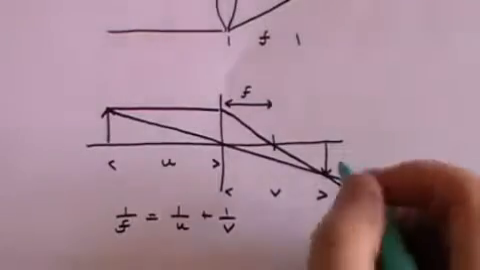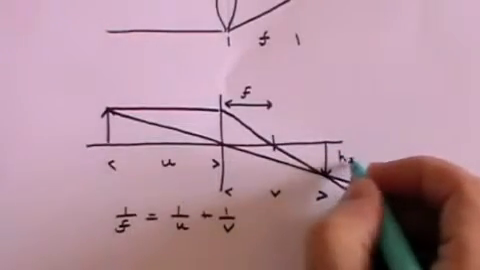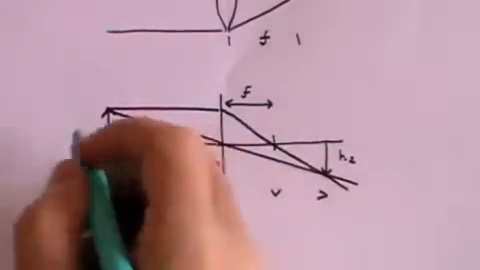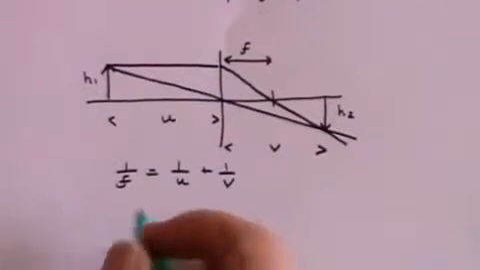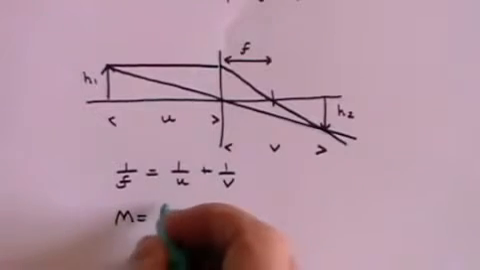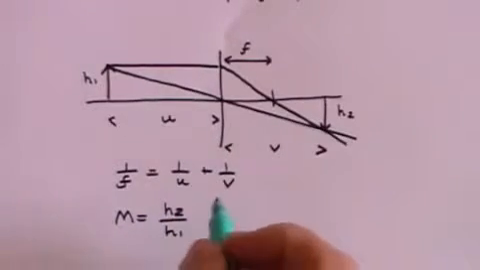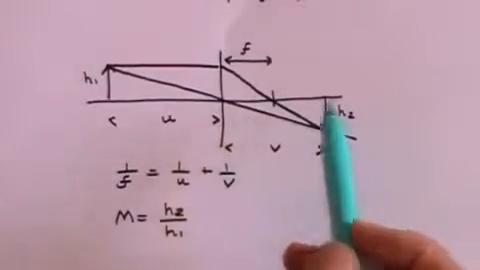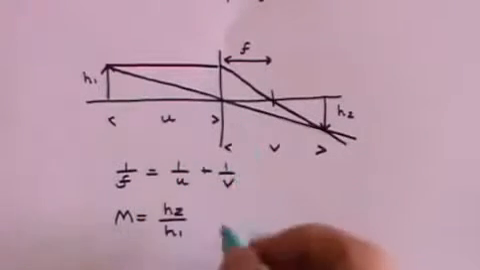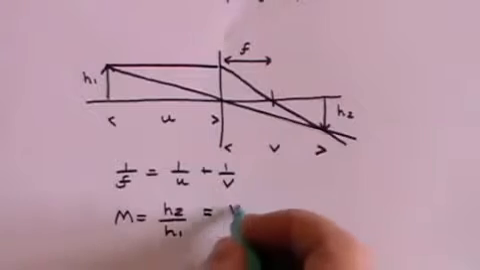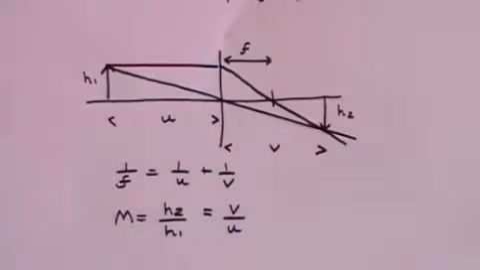We also showed that if the height of the image is h2 and the height of the object is h1, then the magnification is obviously h2 over h1. In other words, it's the ratio of the image height to the object height. That's the definition of magnification. And we showed that that is equal to v divided by u. That was all shown in the video on geometric optics.